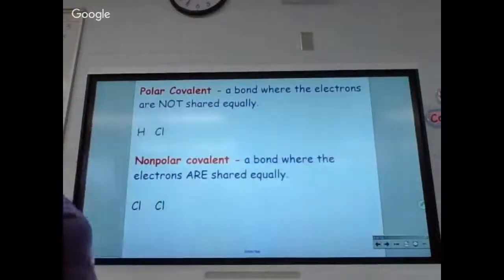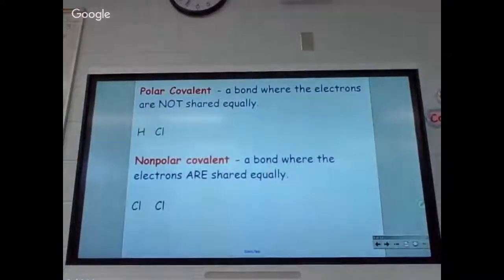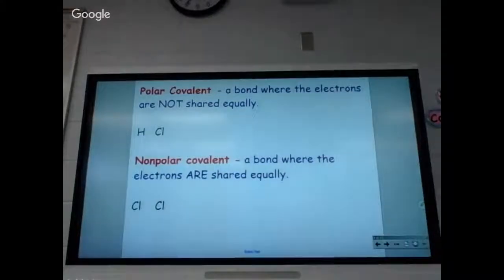So, what does it mean to be polar covalent, non-polar covalent? It does not have anything to do with polar bears being cold. Really. Just in case we have a quiz and I ask you that, don't write down anything stupid like that. Polar covalent means it's a bond where electrons are not shared equally.